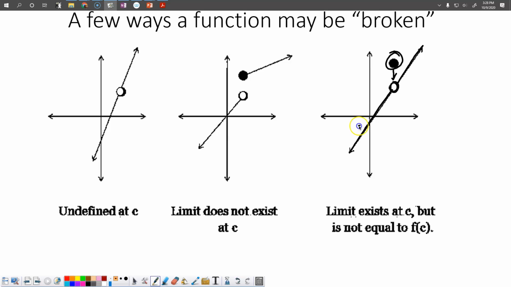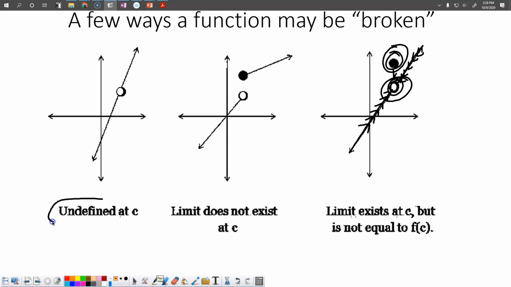And we can't say that the limit doesn't exist either, because it also exists. The limit from the left and the limit from the right both meet at the same point. So the limit exists and the function exists, but here's the problem. The value of the function is not the same as the limit. So let's get a little bit more mathematical in how we define these then, okay?